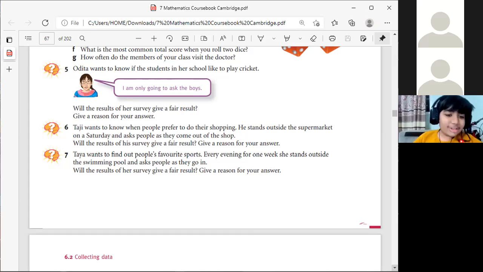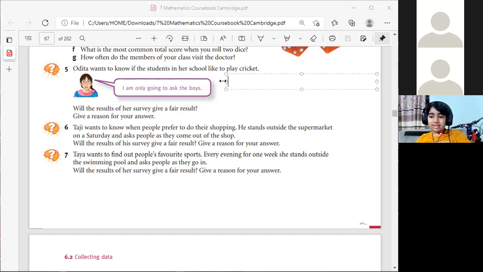Odita wants to know if the students in her school like to play cricket. I'm going to ask the boys. Will the result of her survey give a fair result? Give a reason for your answer. Tell me. Yeah, it will give a fair result. How come it will give a fair result? For every student, or only for some students?